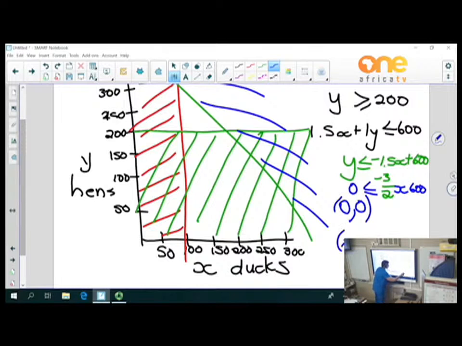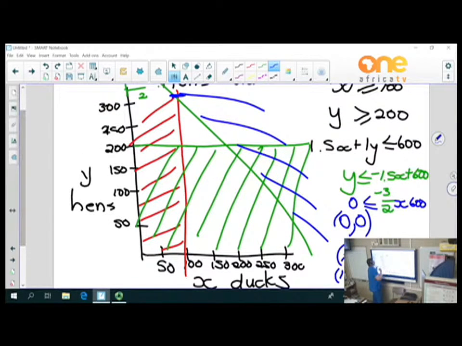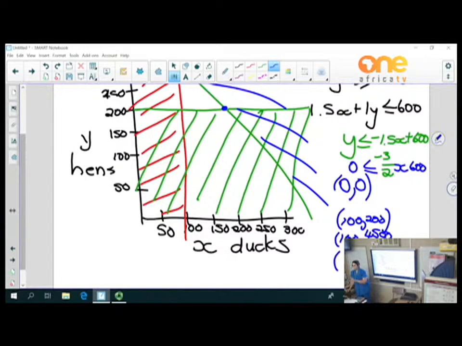100, 200, 100, the next one. Where's this one? Is it the last one? 100, 450. And the third one? Just remember, it must be whole ducks and whole hens. You can't work with decimals.